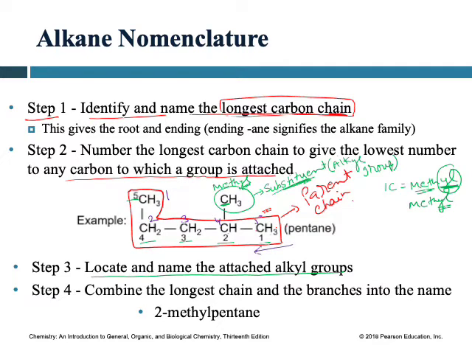So make sure you count from that end of the parent chain that gives the lowest number to the substituent. So in this, if I count from here, the substituent is attached on the second carbon. But if I would have counted from the top, the substituent is attached on the fourth carbon. So that means you have to start counting from the right hand side end, because by counting from the right hand side end, you are giving number 2 to that carbon that has the substituent attached, right? So this is another rule.